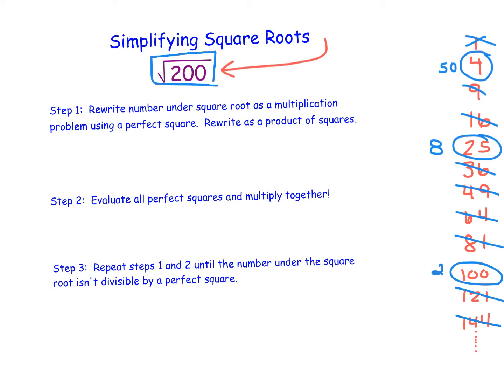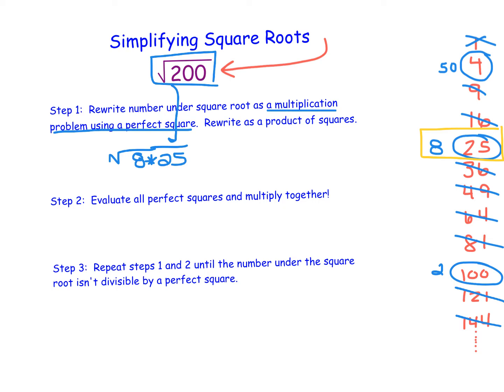So what we're going to do in step 1 is rewrite this number under the square root as a multiplication problem using one of its perfect squares. I'm just going to pick one of these, and I'm going to pick 8 and 25. Doesn't matter which one you pick, that's just the one I'm going to pick. So now if we take the square root of 200 and rewrite it, we can rewrite it as the square root of 8 times 25. We can do that because 8 times 25 is 200.